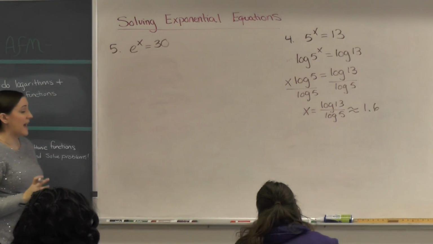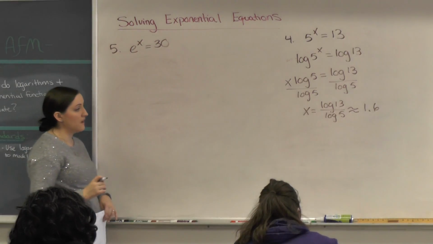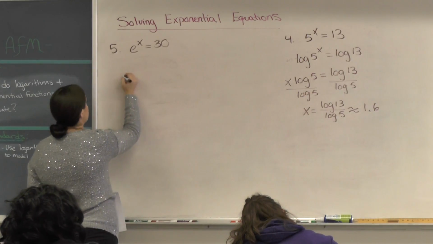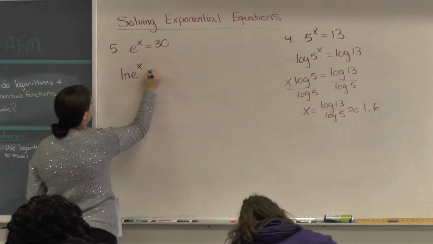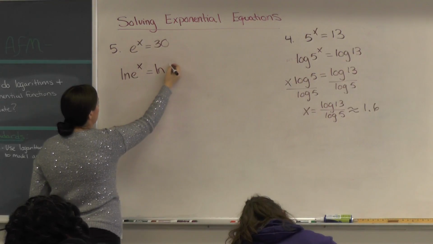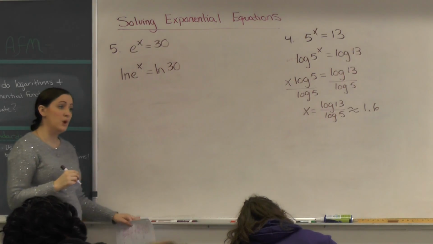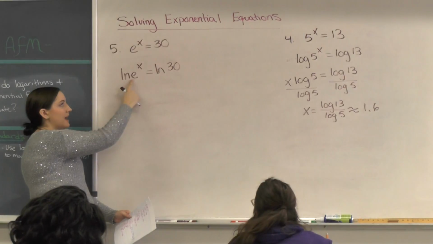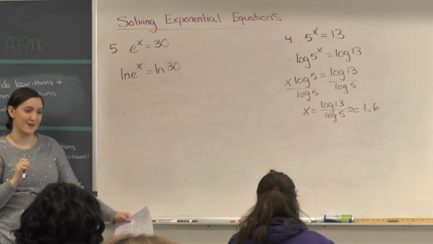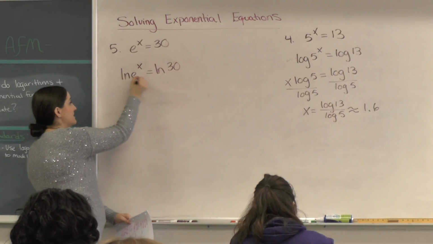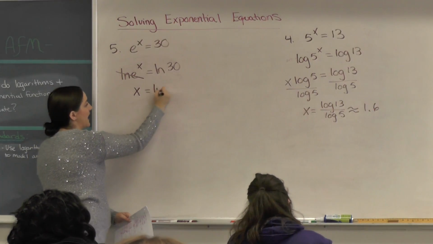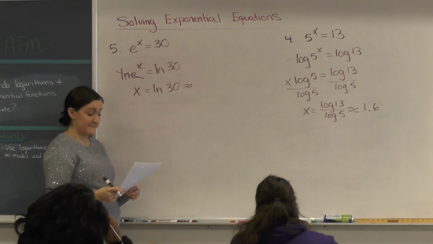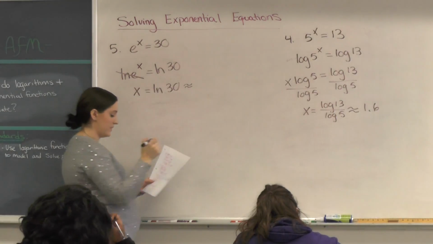Okay, so the first step's already done. I have e to the power of x, it's all by itself. So step 2, this time instead of taking log of both sides, we're going to take ln of both sides. We can put our x out front just like we were previously doing. However, ln and e cancel each other out. So I'm left with x equals ln of 30, which is approximately 3.4.